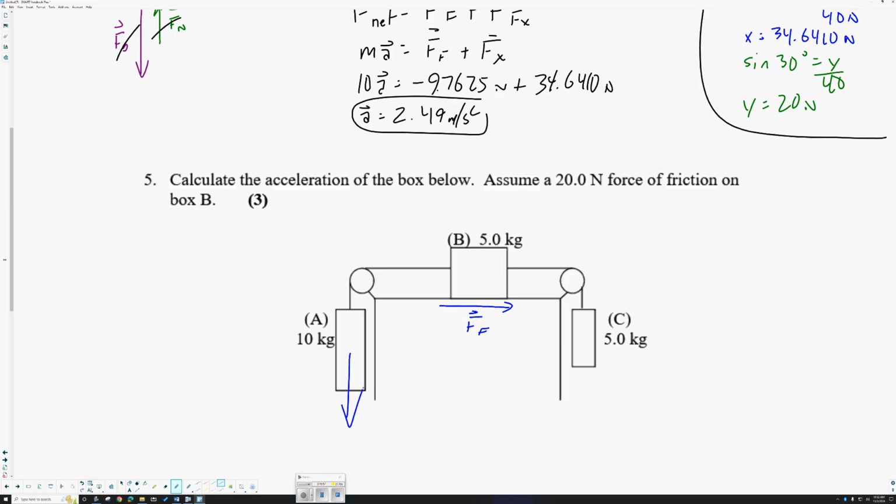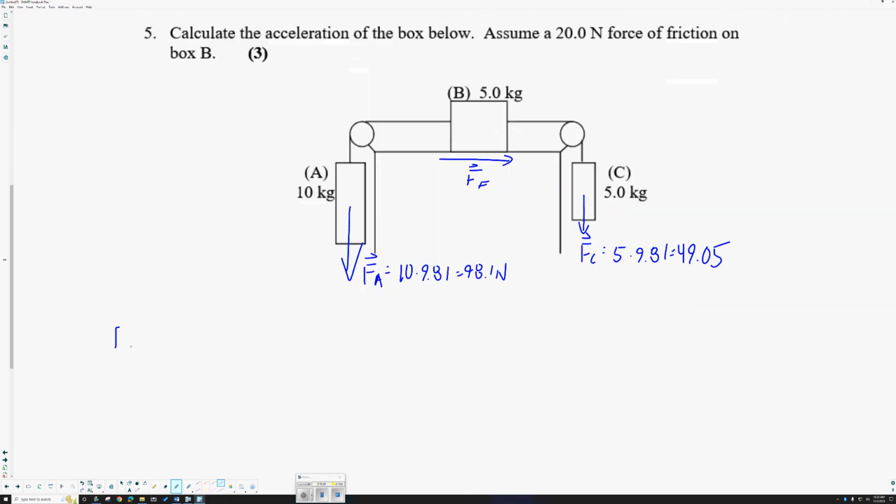So let's identify each of these forces. I'm going to call this FA, since that's what it's labeled as object A. That's going to be 10 times 9.81, or 98.1 newtons. FC, it's a little bit smaller. In fact, it's half the size because it's half the mass. FC is 5 times 9.81, and that's going to give me 49.05 newtons. Now, some of you like to straighten this out. That's okay. You can do that. That's great, in fact. I'm not going to here. I'm just going to say the net force is equal to the sum of the forces. That's FA plus FF plus FC.